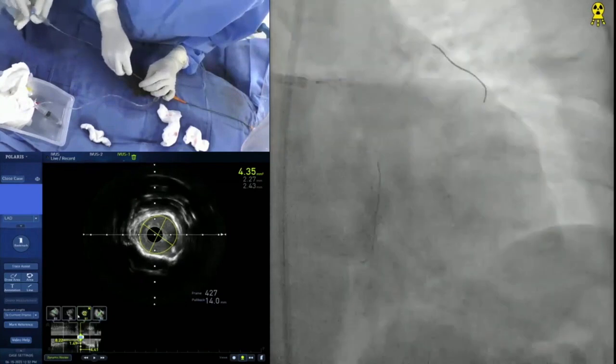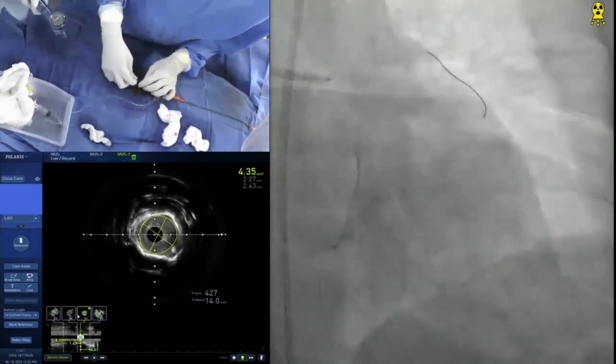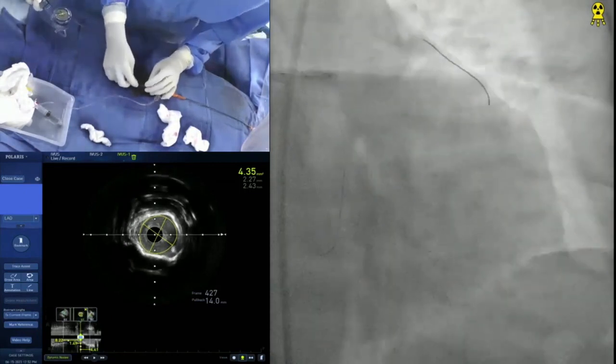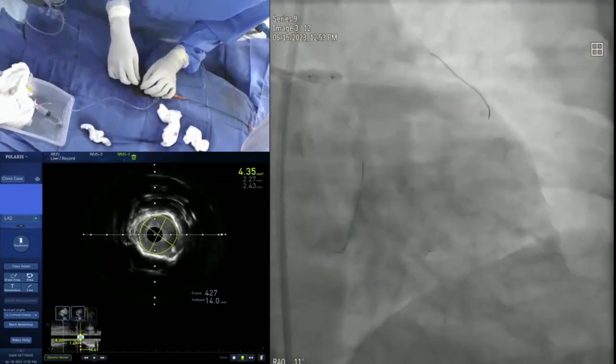Okay. Let's go up here. What size cutting balloon? We will take a 4.0. This is a 3.75. I think it opened up well. Nicely open. Good.